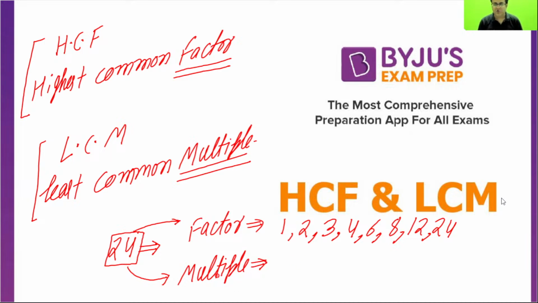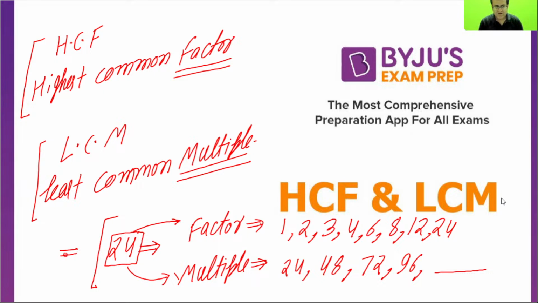And the values which are divisible by 24 are multiples of 24. 24 1s are 24, 24 2s are 48, 24 3s are 72, 24 4s are 96. All these multiples of 24 are greater than or equal to 24. The values which are exactly divisible by 24 are multiples of 24. The values which can divide 24 are factors of 24. Is there any doubt? Is the point clear? Factor and multiple. Okay, good, very nice.